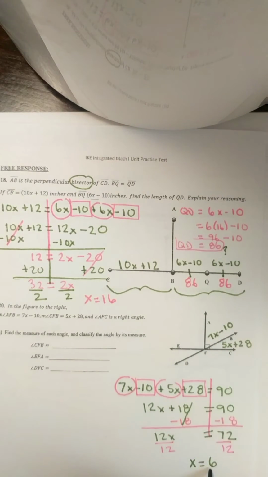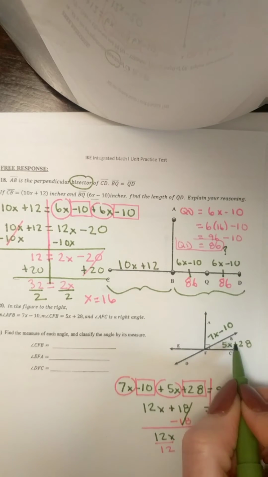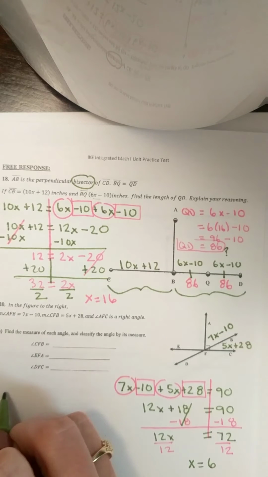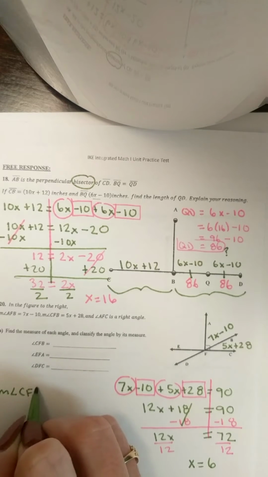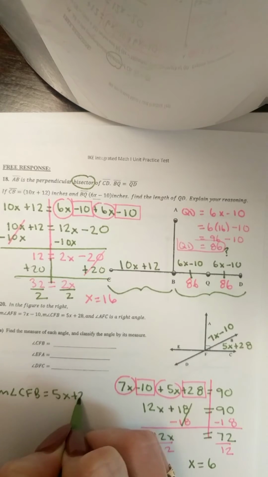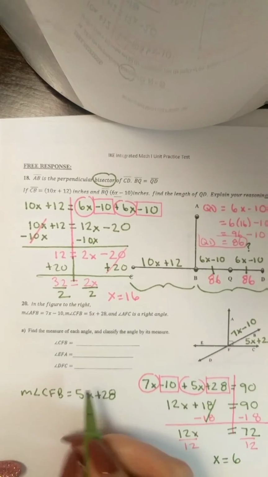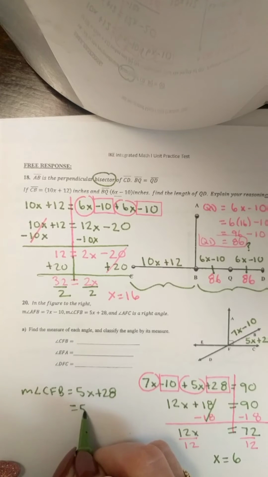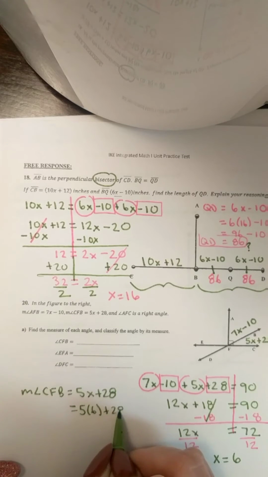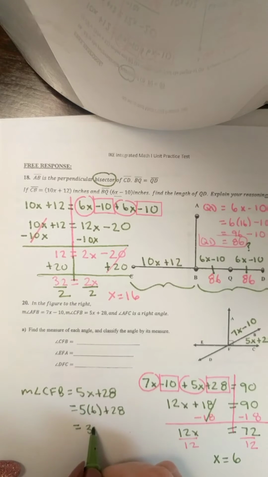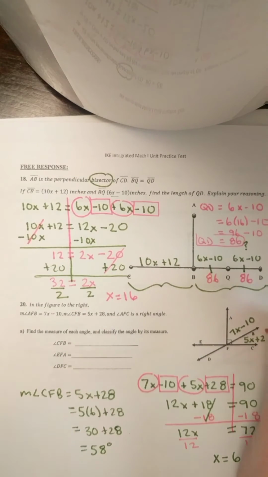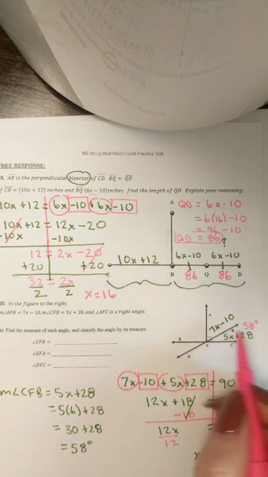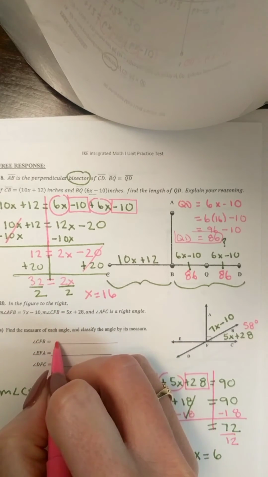So we're going to take x, which is 6, and replace it with x in CFB. So we know the measure of angle CFB equals 5x plus 28. So I'm going to substitute 6 in for x, so 5 times 6 plus 28. 5 times 6 is 30. And then 30 plus 28 is 58 degrees. So the measure of this angle is 58 degrees. So since it's less than 90, that means angle CFB is an acute angle.